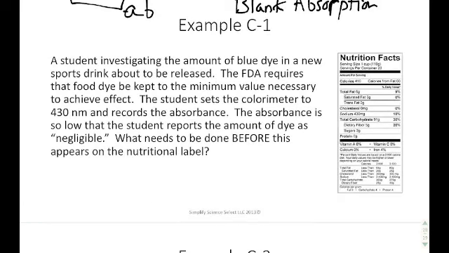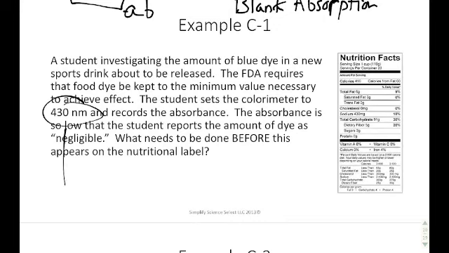It says a student is investigating the amount of blue dye found in a new sports drink about to be released. The FDA requires that the food dye be kept at the minimum value necessary to achieve effect. That's actually their wording. I don't know what that means, it's not really a regulation. It doesn't say that they have to minimize it. It says the student sets the colorimeter to 430 nanometers and records the absorbance. The absorbance is so low that the student reports the amount of dye is negligible. What needs to be done before this appears on a nutritional label?